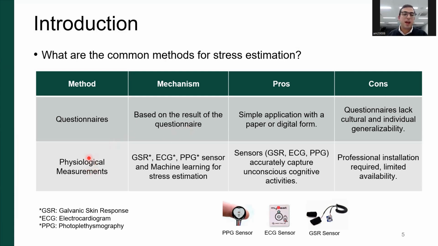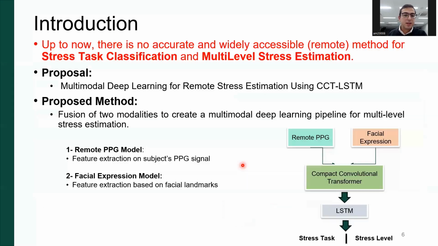But on the other hand, we have physiological measurement: sensors like GSR, ECG, or PPG, along with machine learning for stress estimation. This is a very accurate method because we can get the unconscious cognitive activity of the body. But we need a professional person for installation, and it's not available because we don't have these sensors at home. We just have them in clinical or experimental environments.